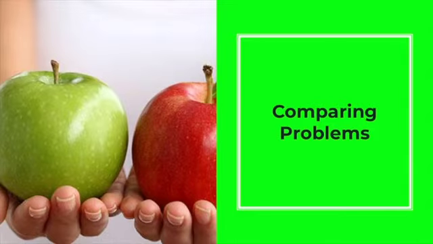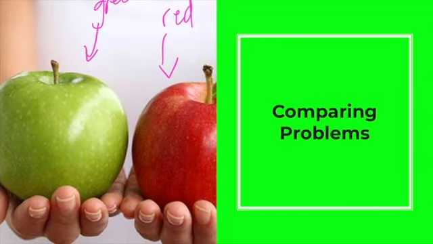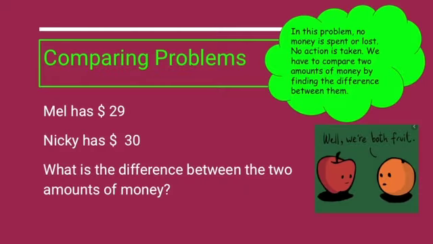Comparing problems. Green apple, red apple. This is a different kind of problem. We had takeaway, now we have comparing. So, Mel has $29. Nikki has $30. What is the difference between the two amounts of money? In this problem, no money is spent or lost. No action is taken. Nothing is moving. There's no moving parts. We have to compare two amounts of money by finding the difference between them.